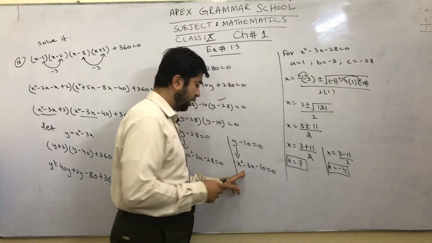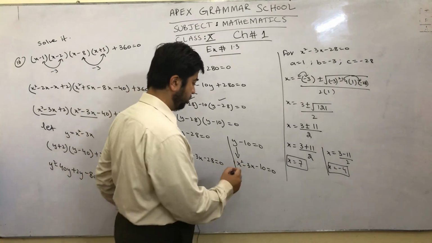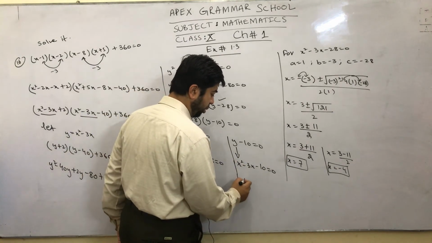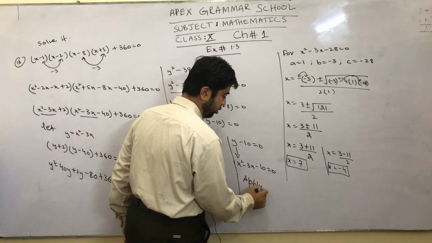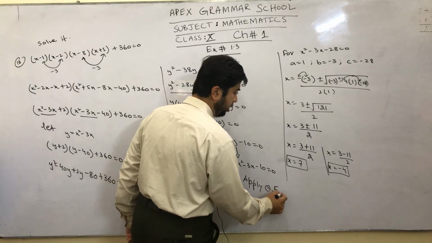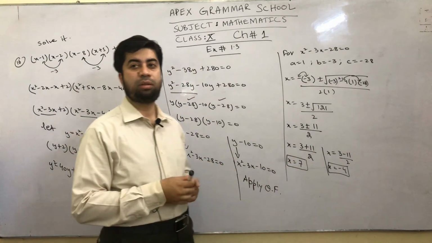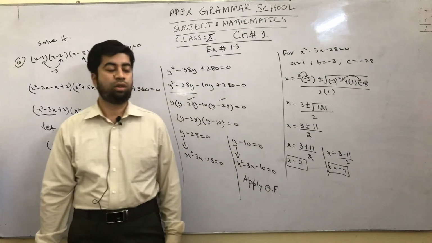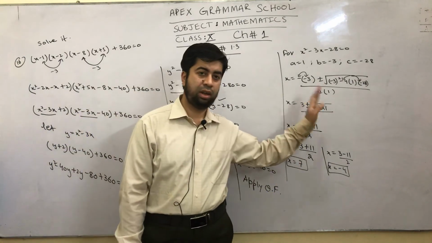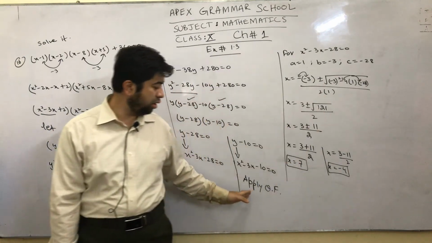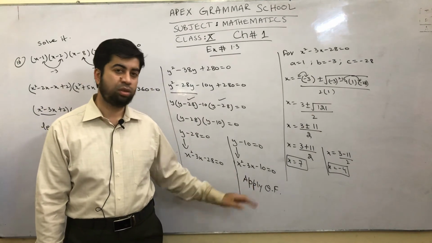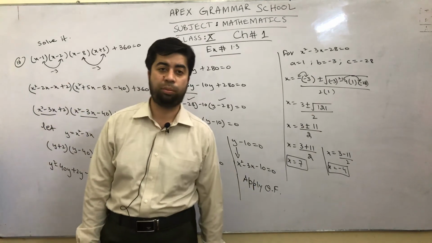For this x square minus 3x minus 10, you again apply quadratic formula just like that, and you can simply get the answer. So this step I have already told you, and for these roots you can apply just quadratic formula, and you know very well about that.